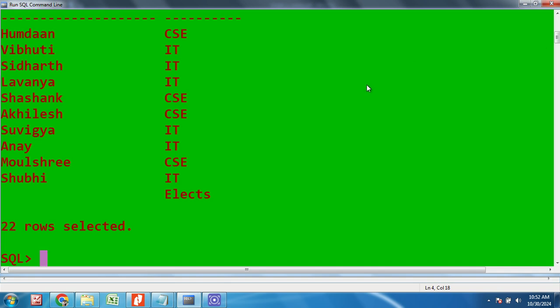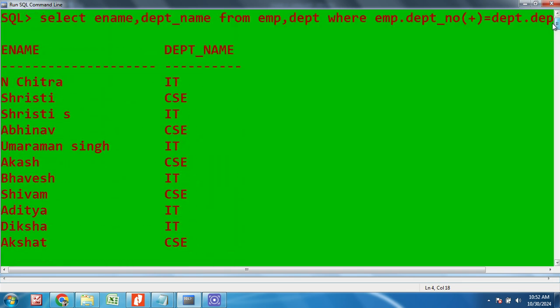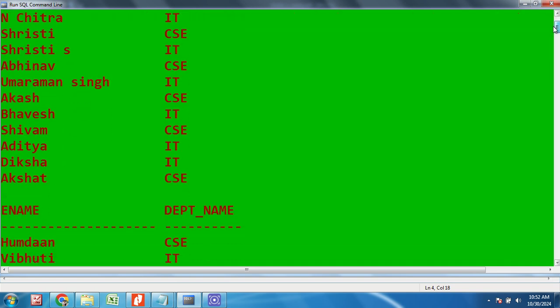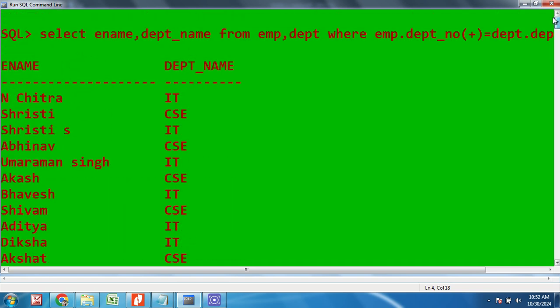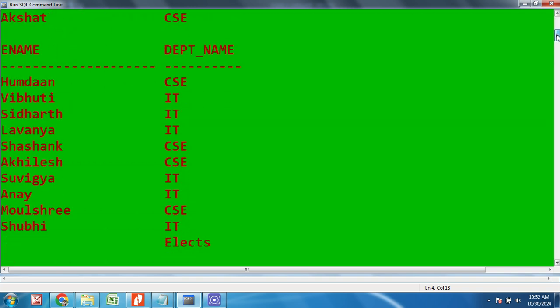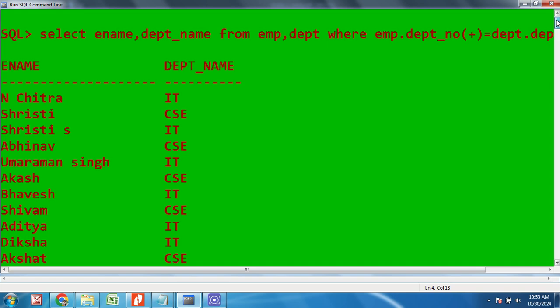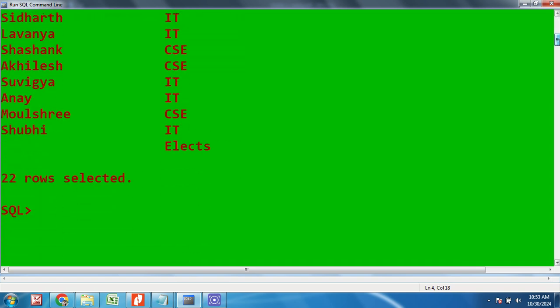Now just see the output. So this is our output. Here we can see electronics, but here we will not be able to see the name of Himani. Here we can see EMP dot department number. In the previous example we had not seen electronics, and here we have electronics. So just see, select star from DEPT.